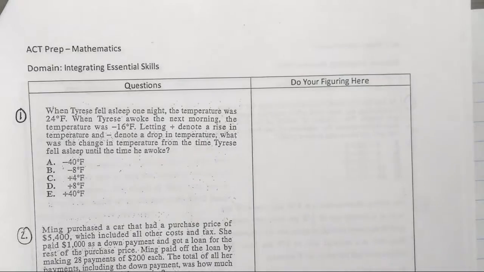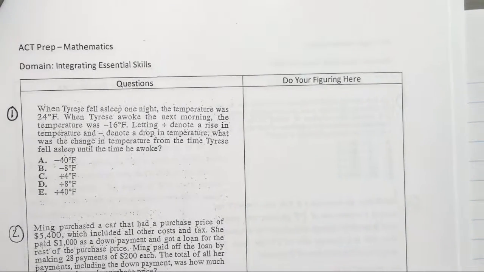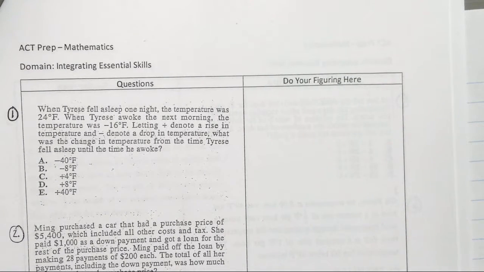Okay. We are working 1 through 8 in this class. And go ahead and do 1 through 4. We'll spend 4 minutes on it. And then I want to talk to y'all about these type of problems.